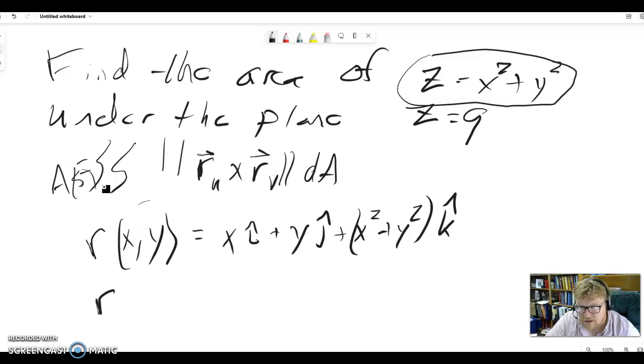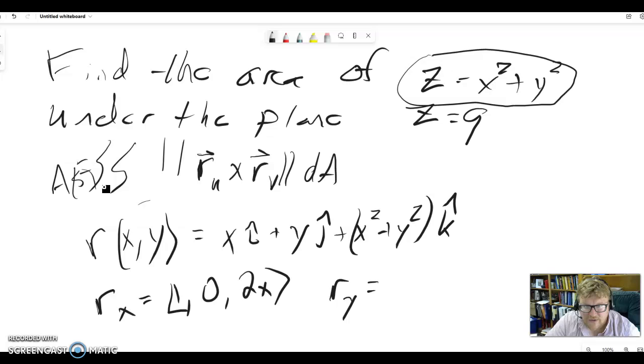Let's do r sub x. That's going to be 1, 0, and 2x. Be careful with your derivatives. My r sub y is going to be really similar: the vector 0, 1, and 2y.